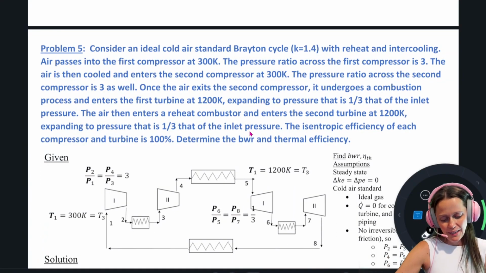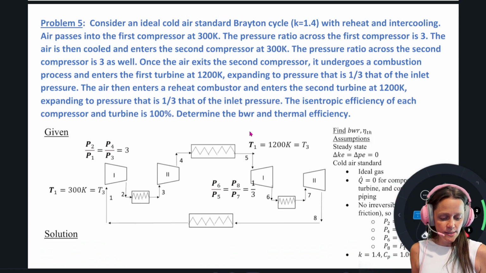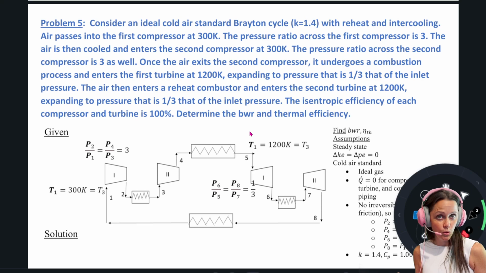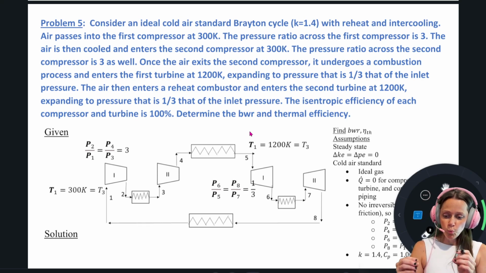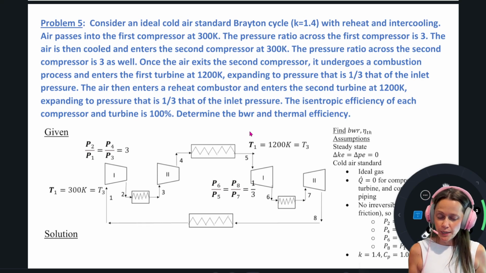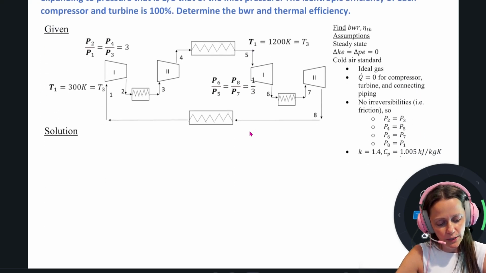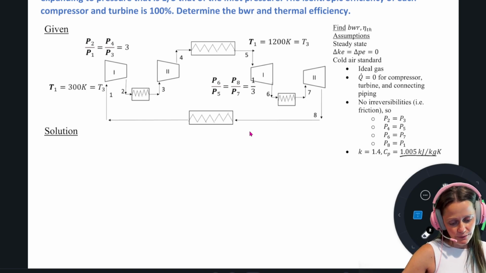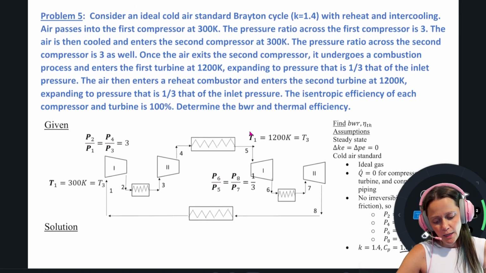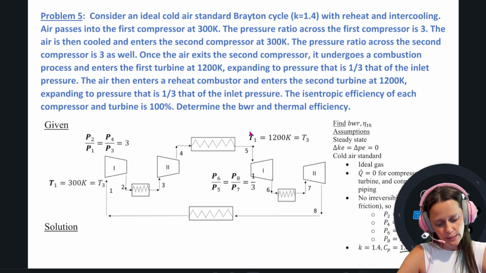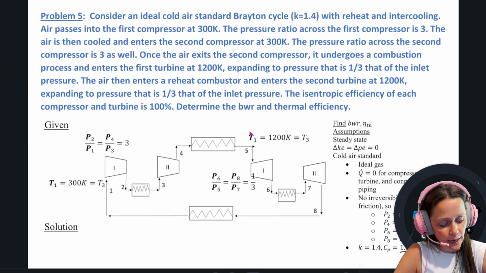So, let's work through a problem and then we'll talk about how I remember things. All right, so this right here is a cold air standard Brayton cycle that gives us k equal to 1.4. If we don't remember what CP value it corresponds to, you can look in table A-20 to see that it corresponds to a value of 1.005 kilojoules per kilogram K. But anyway, regardless, we have an ideal cold air standard Brayton cycle with reheat, and the reheat is occurring right here.